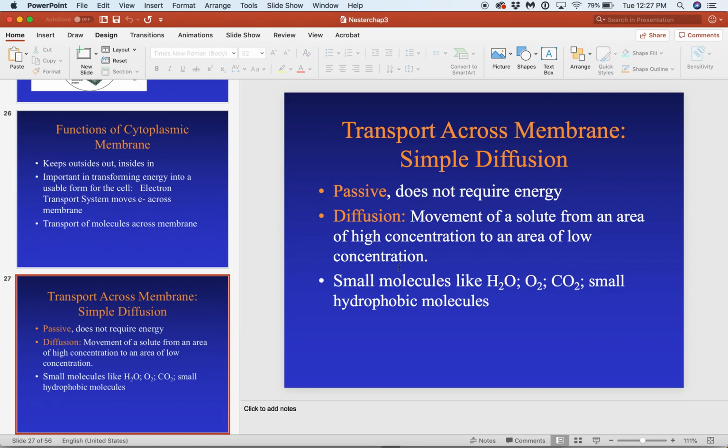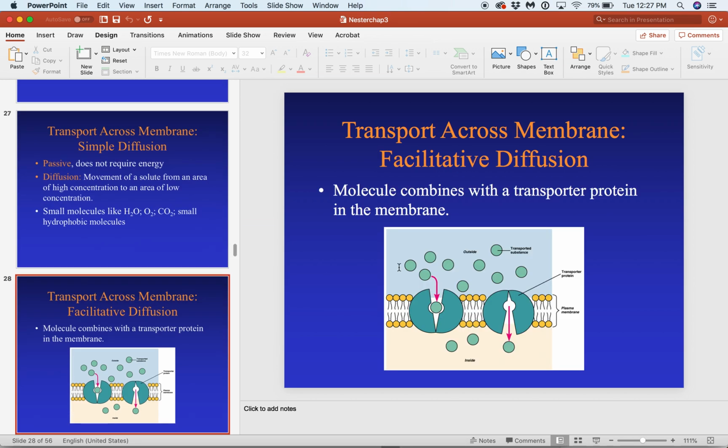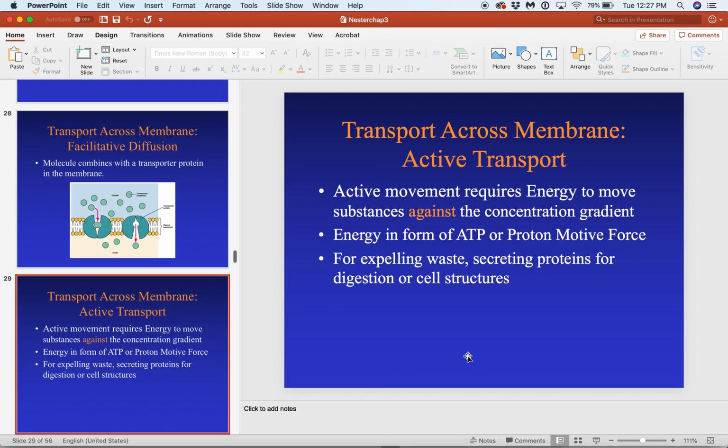Okay, but diffusion is movement of a molecule from an area of high concentration to an area where it is less concentrated. It's like going downhill for small molecules. If diffusion is occurring through a membrane protein, we would call that facilitative diffusion. The protein is facilitating the diffusion, but it is still diffusion because it is still moving a molecule from an area where it is highly concentrated to where it is less concentrated.